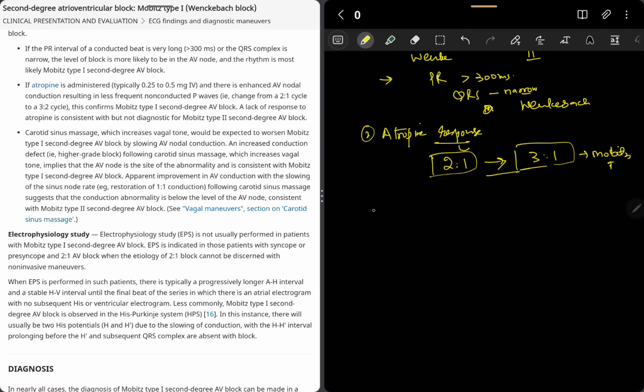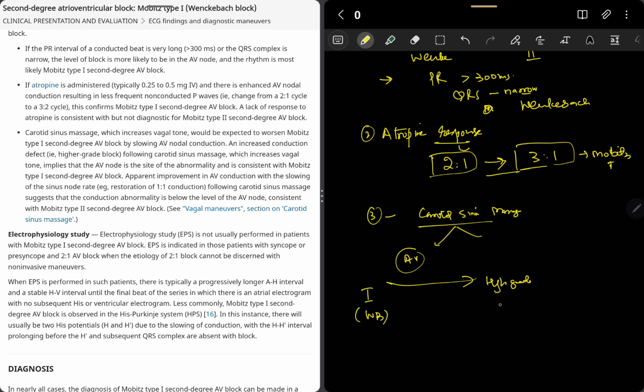This was second criteria. This is third criteria. For example, you give carotid sinus massage, and normally what do you expect? It causes AV nodal conduction slowing. So you are likely going to see high grade block if it is a Mobitz type 1 or Wenckebach block. That is, Mobitz type 1 or Wenckebach blocks will get converted into high grade block.